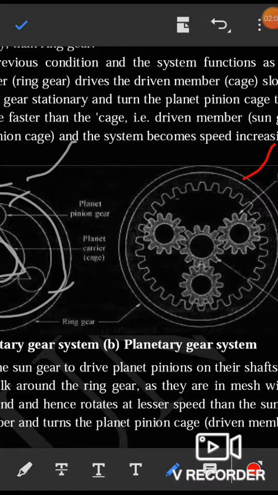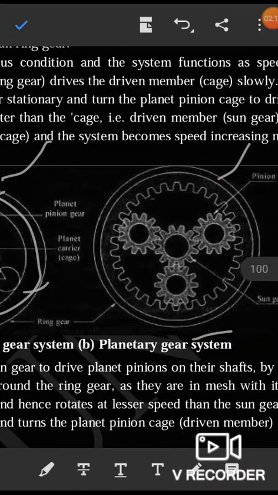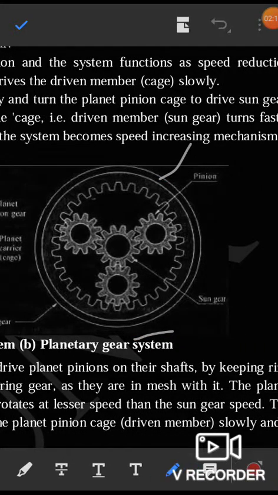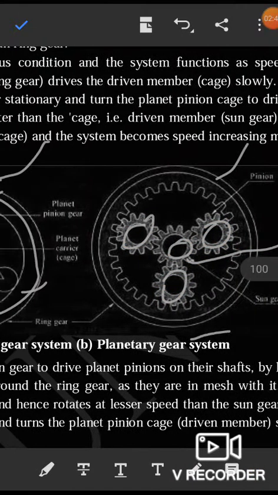And this one is the actual planetary gear system. Similarly, in the previous diagram I showed the simplified view. Here in the actual system, this one is the sun gear, these are the pinion gears, and this one is the ring gear.